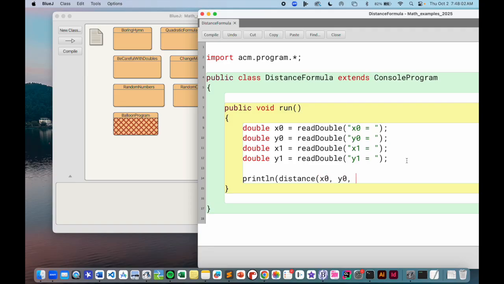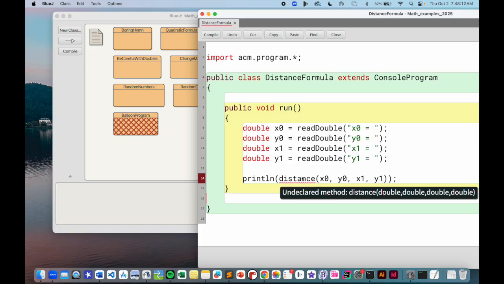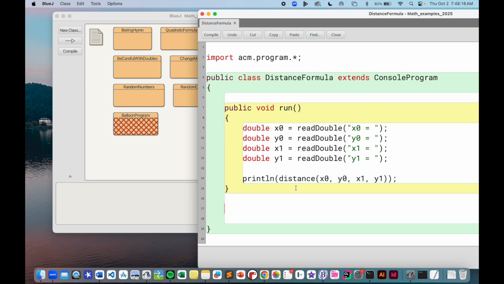x0, y0, x1, y1. You might be wondering, is distance a method that's built into Java? If I click off of it, you'll see right off the bat, no, it's not. We will actually have to write the distance method. So let's go down here and let's do public. What type does this method probably return? Well, I get to choose because I'm writing the method, but what type should distance really be? Probably a double.